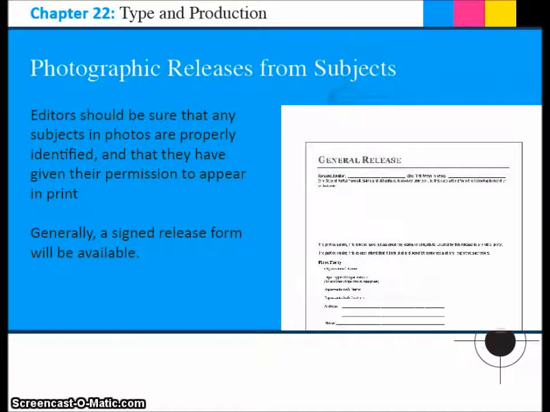This brings us to photographic releases from subjects, which is pretty important. Editors should be sure that any subjects in any photos have been properly identified and that they have permission to appear in the print, because after it goes to press, you could be stuck with a lawsuit for someone who didn't give their permission to appear in your book or magazine. So you can search the web and find a general release, and you can convert it over to something that you would be able to use.